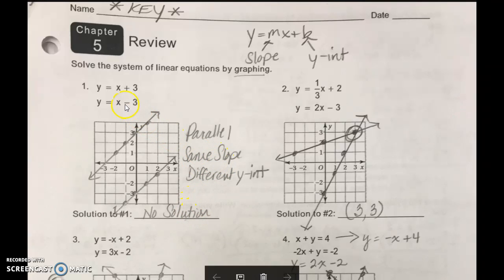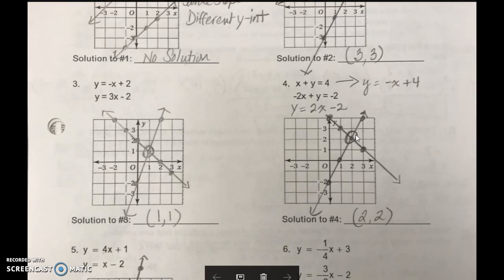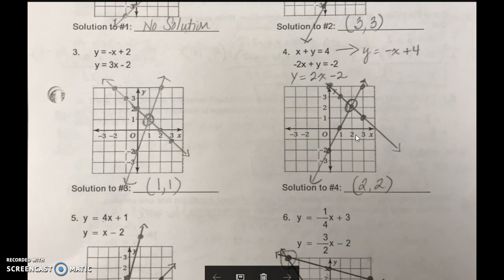Remember, when you have the same slope in your equation and different y-intercepts, you're always going to end up with a no solution. The graph of number 2 has a solution of (3, 3), which is right here. Moving forward, graph number 3 has a solution of (1, 1), right there.